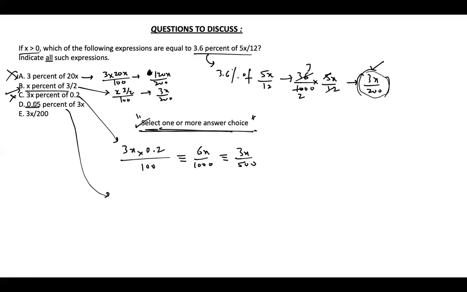0.05 is what? 5 by 100, which is 1 by 20. And percent will be 1 by 20 into 100, and in the numerator you'll have a 3x. 3x. Is it same? No. 3x by 2000. This is directly giving you 3x by 200. The answer to this question would be B and E.